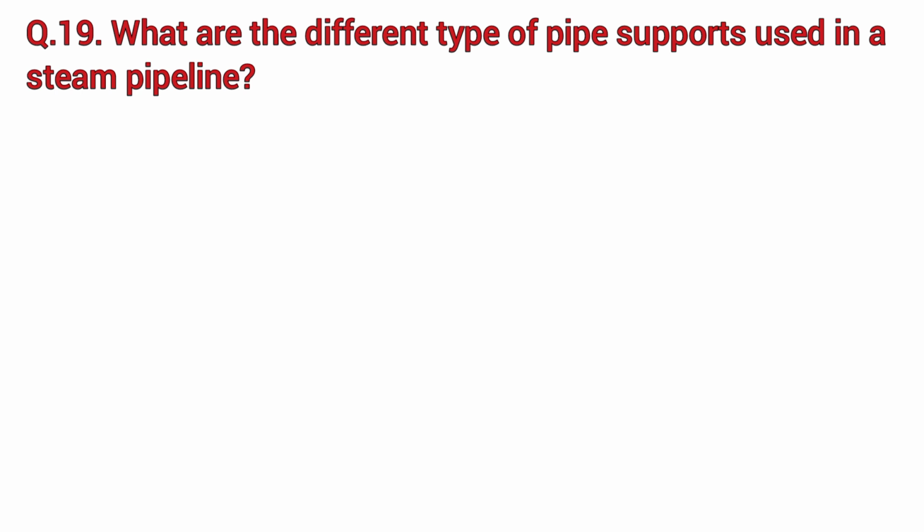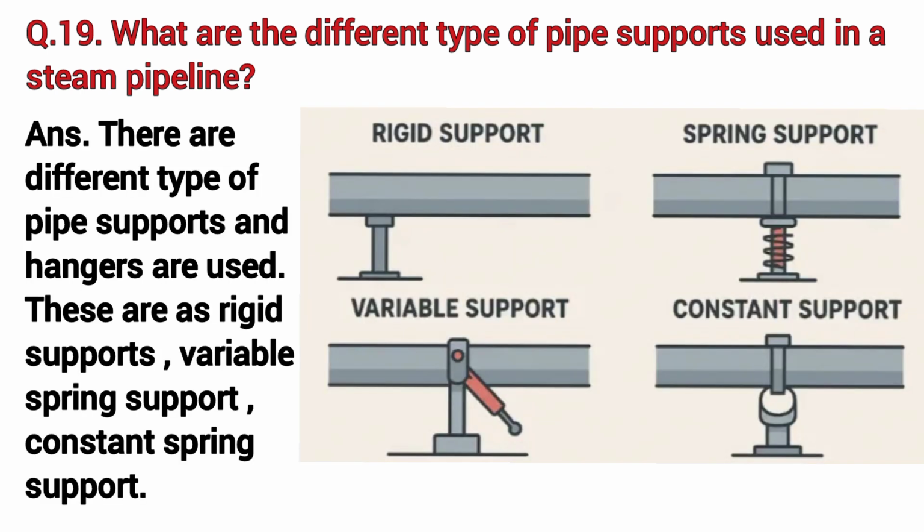What are the different types of pipe supports used in a steam pipeline? There are different types of pipe supports and hangers used. These are rigid supports, variable spring support, constant spring support.